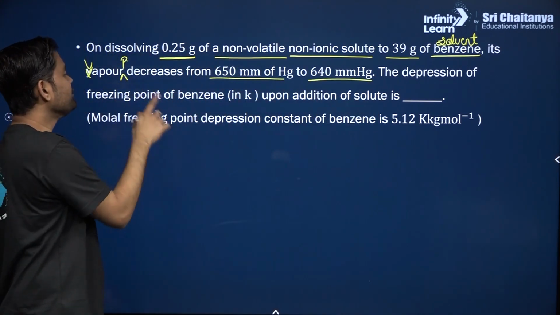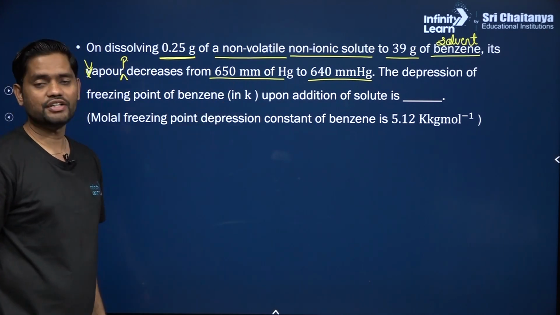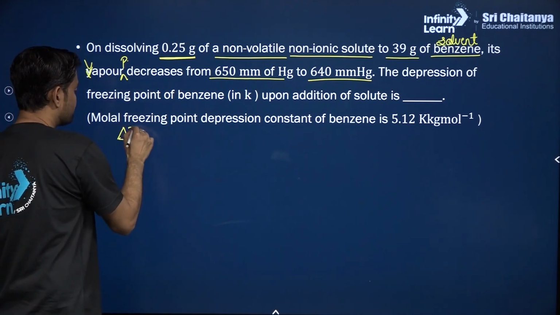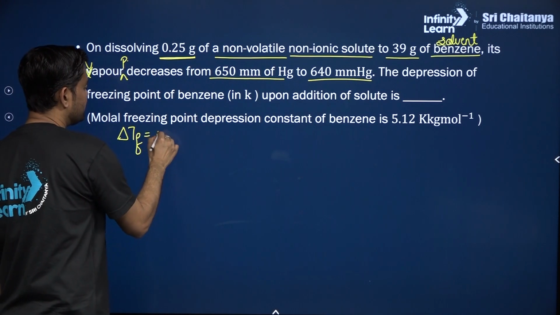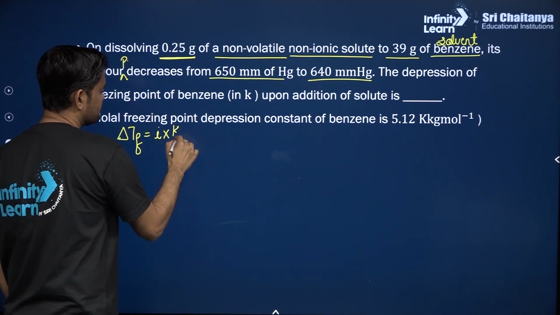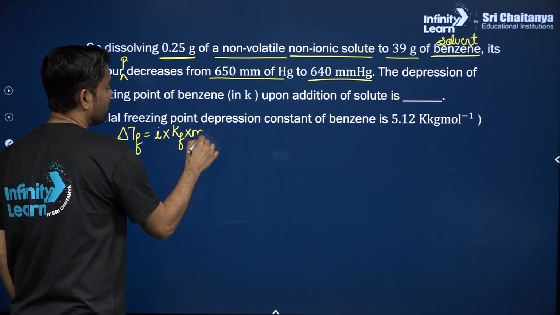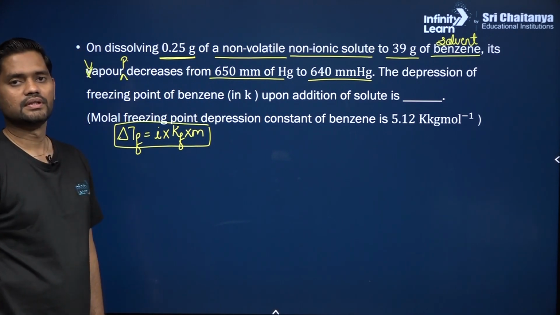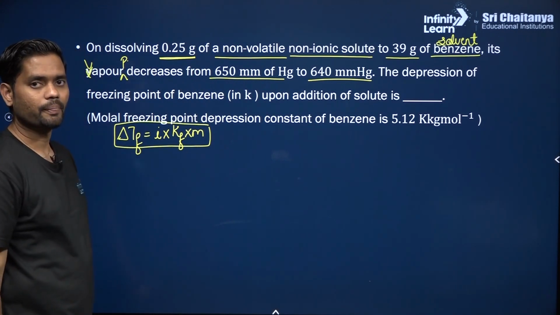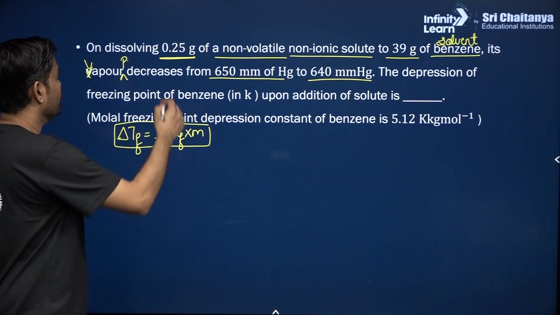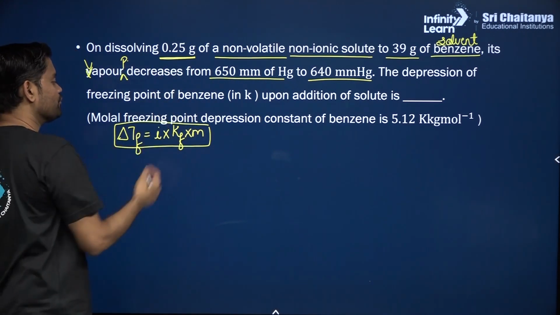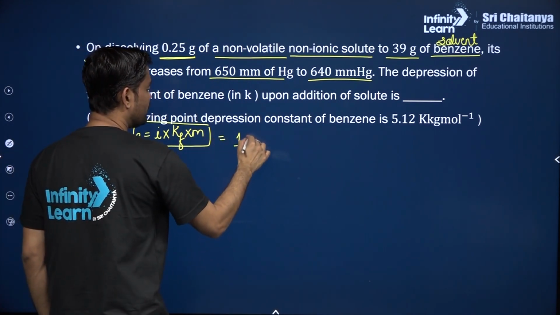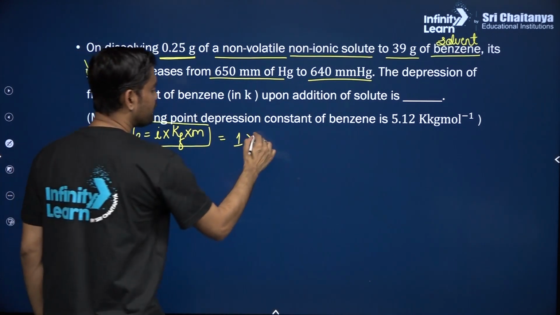The depression in freezing point of benzene in Kelvin upon addition of solute is, they are talking about the depression in freezing point. That means they need delta Tf equals i into Kf into m. Clear? Sure. Now we have weight. If I want to solve this question, i will be equal to 1, because it does not dissociate. What is the Kf value given to us? It is 5.12.